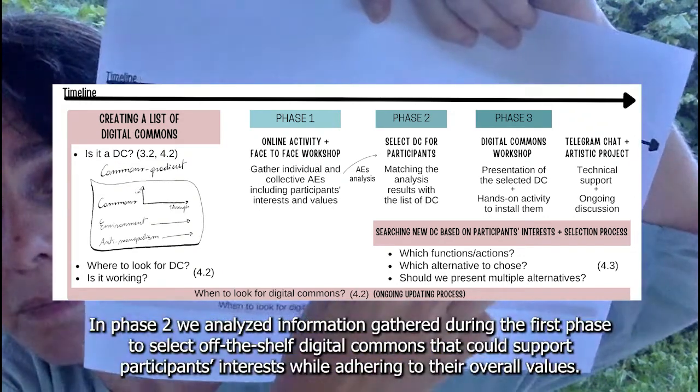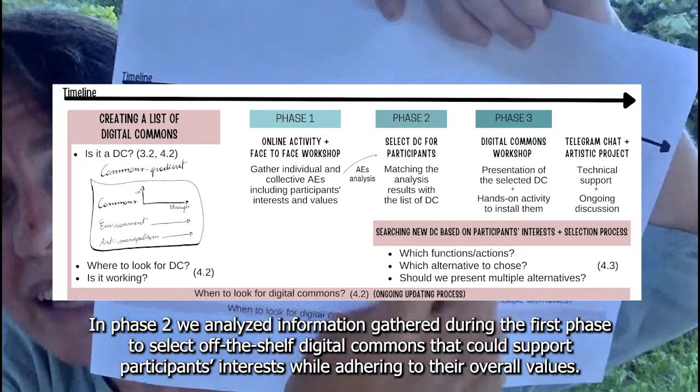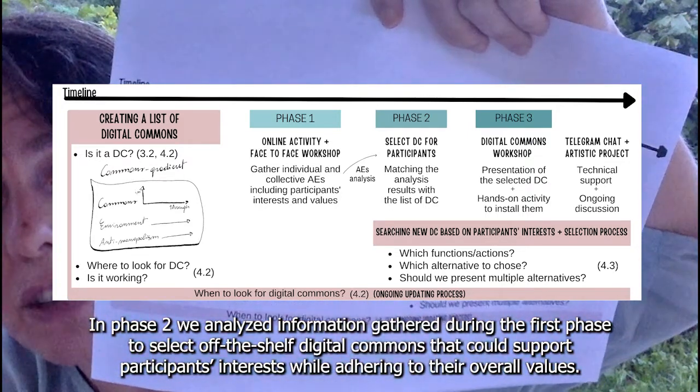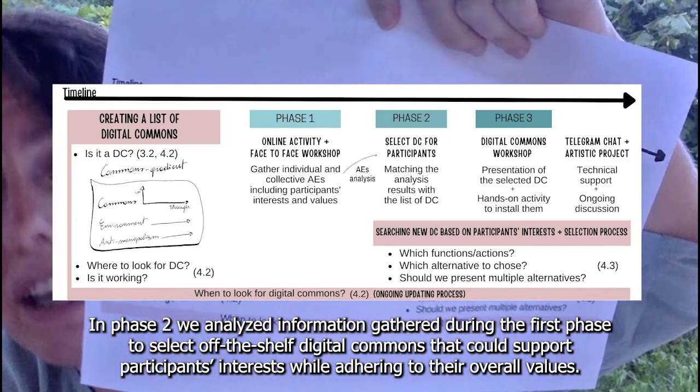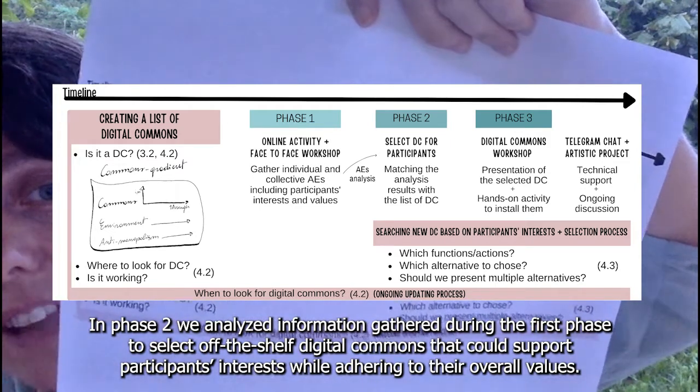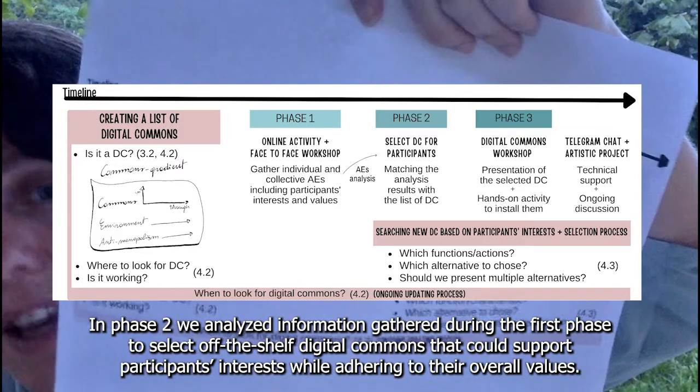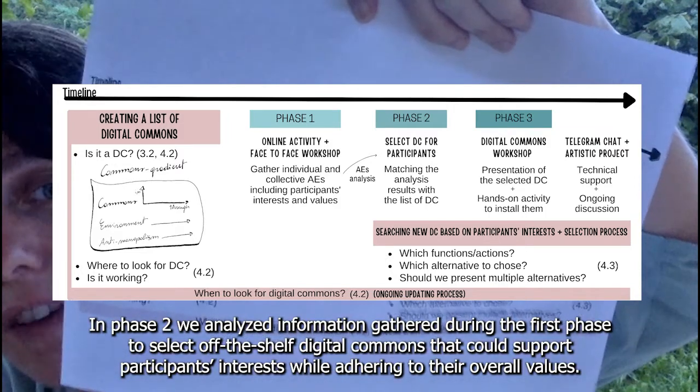In phase 2, we analyzed the information gathered during the first phase to select off-the-shelf digital commons that could support participant interests while adhering to their overall values.